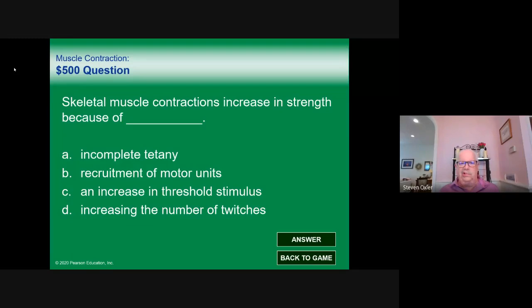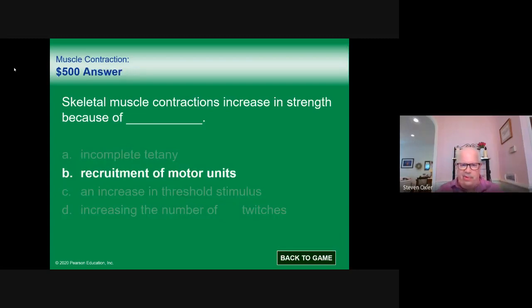Skeletal muscle contractions increase in strength because of... B. Say it again, I didn't hear you. B, recruitment. Okay? Recruitment.